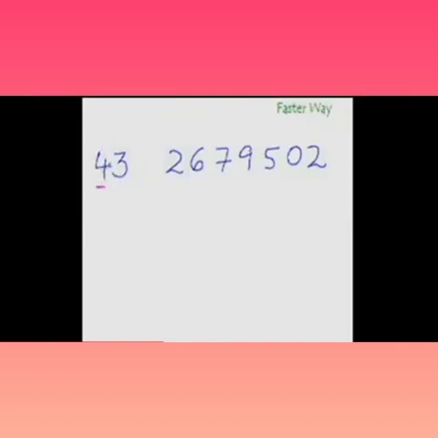Now 4 how many times will be 26? So 4 6 times is 24. So write 6 here. This is our answer digit. And what is the remainder? 26 minus 24 is 2. So write that remainder digit here. Are you getting the point?